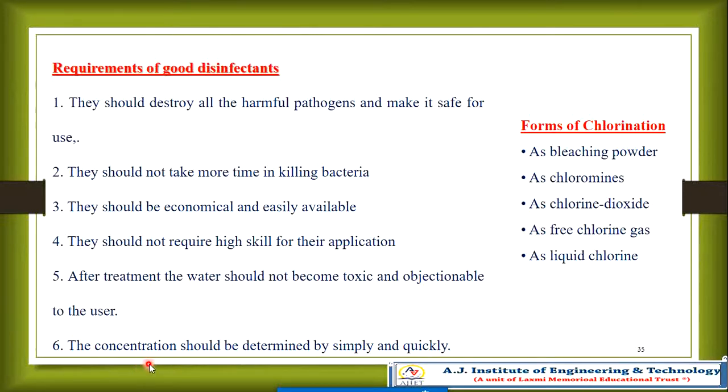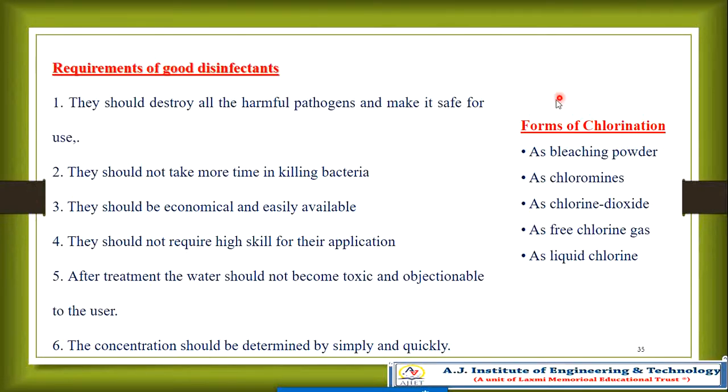And the concentration should be determined simply and quickly. So that is what the requirements of a very good disinfectant are.